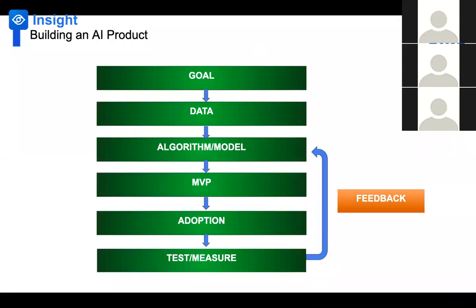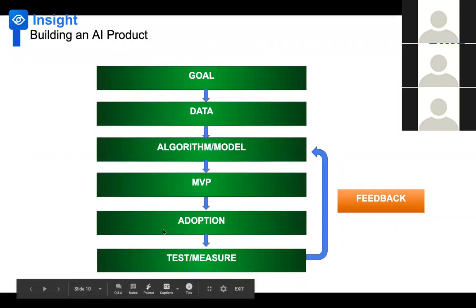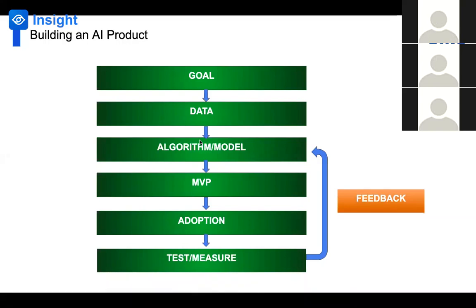You test and measure. And that creates a feedback loop, which can help you improve your algorithm and models. And this entire process is an iterative process. You have to continuously iterate over here till you can reach a desired accuracy. So using this process, you can start building AI. This is generally used for any kind of products which you are building. You iterate over here.